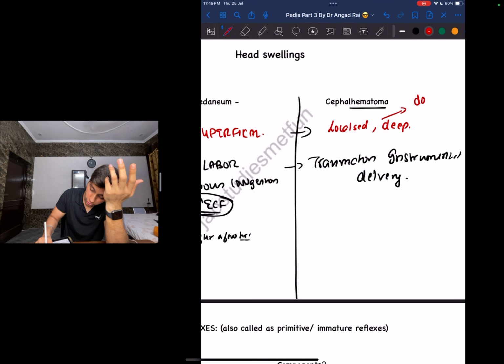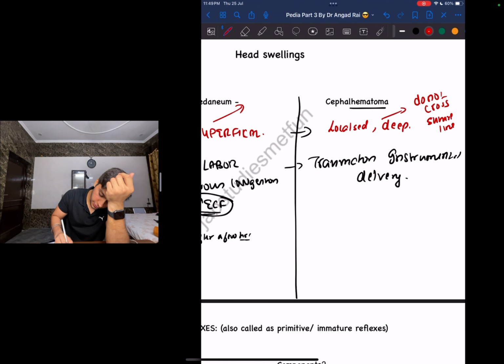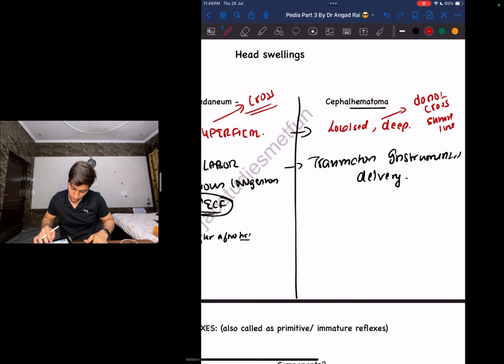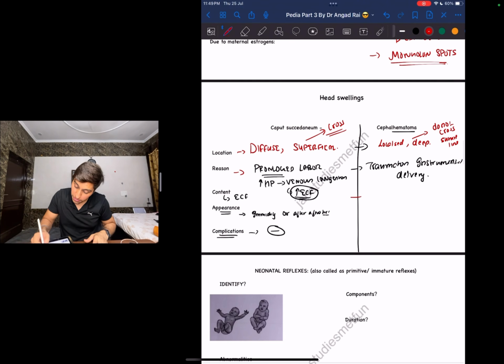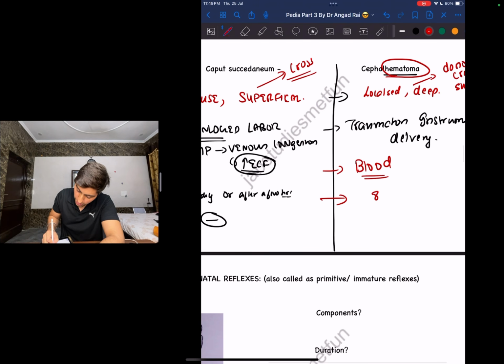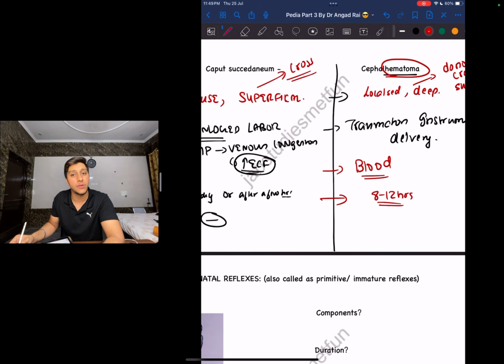Remember one more thing also: it does not cross the suture line, and caput crosses. Why? Because caput is above, it is not subperiosteal. The content over here is going to be blood, because it is a trauma and the word also says hematoma. And the appearance will not happen immediately. Over there in the OT, everything was okay. But then after around 8 to 12 hours, you will see the changes. Cephalhematoma will be there.